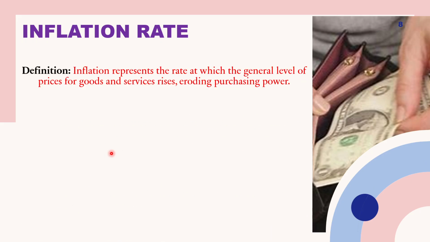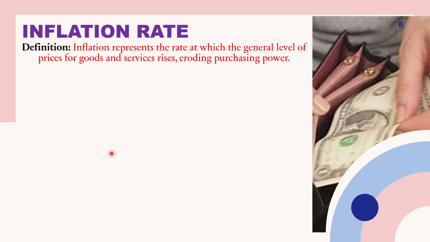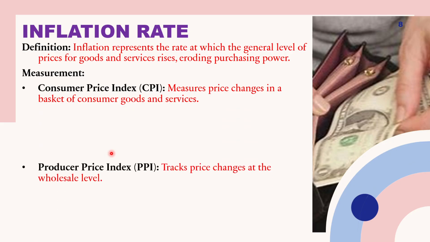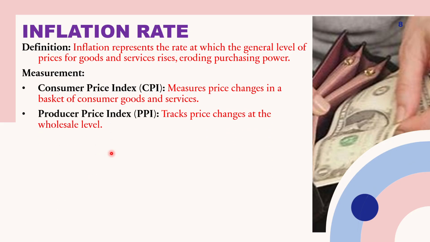Next, we know about inflation rate. What is inflation rate? Inflation represents the rate at which the general level of prices for goods and services rise, eroding purchasing power. Measurement of inflation rate. CPI, Consumer Price Index, measures price change in a basket of consumer goods and services. Then PPI means Producer Price Index, tracks price changes at the wholesale level.